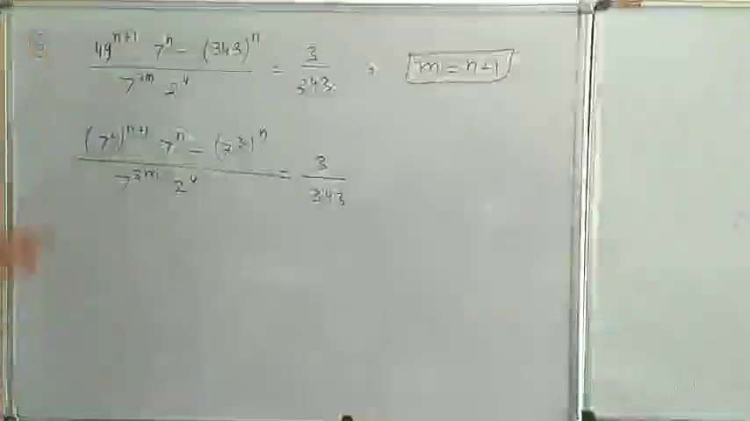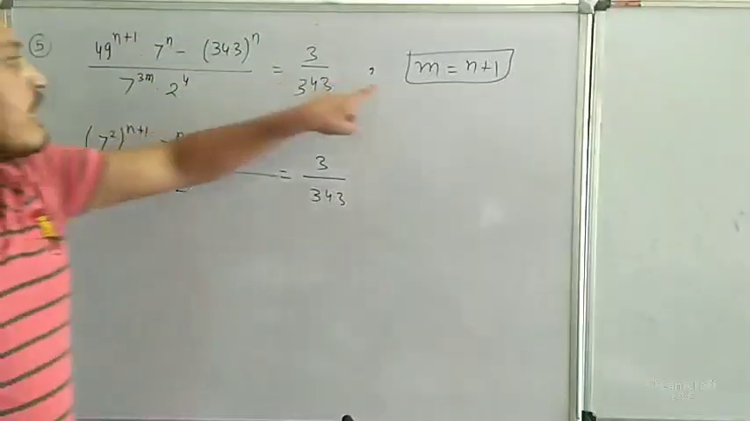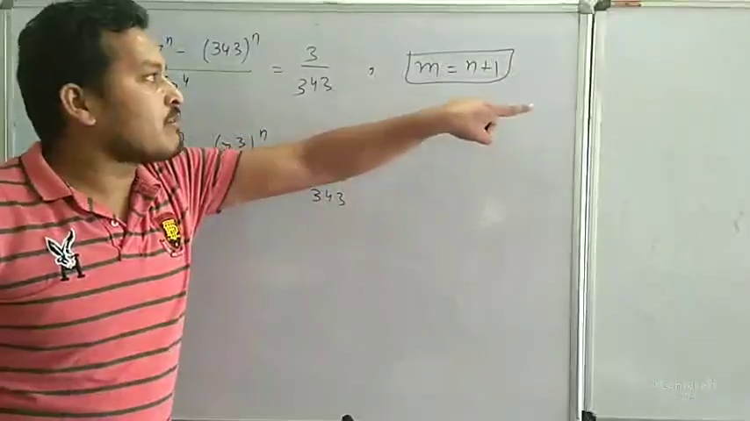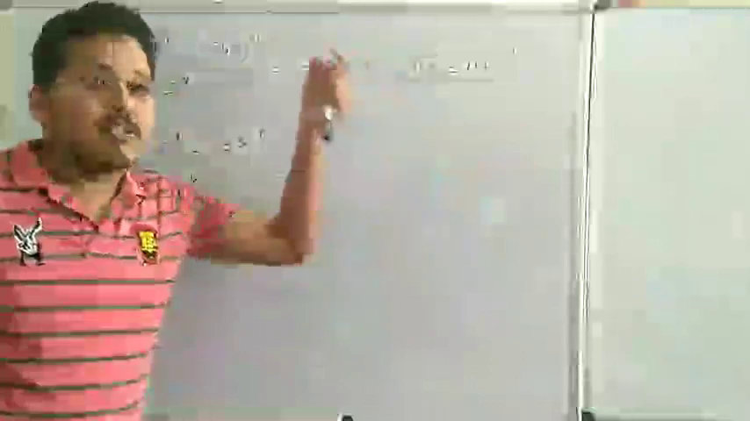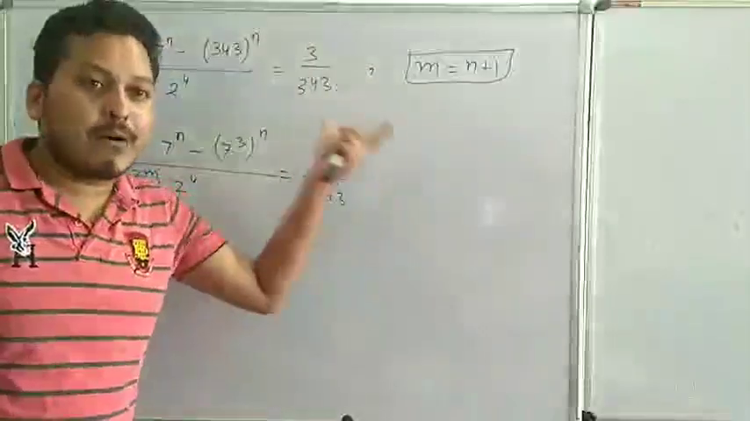And we have proved this relation, m is equal to n plus 1. The m and n we have proved here, m is equal to n plus 1, but in the question m and n are given in the exponential form, meaning in the form of indices, exponent, power.